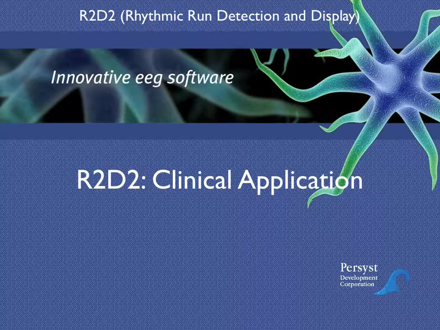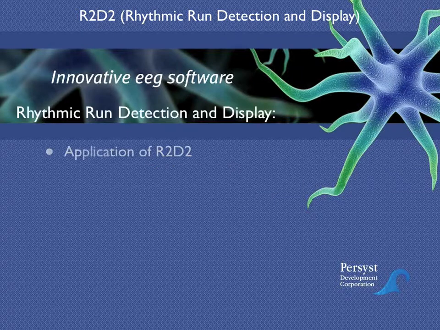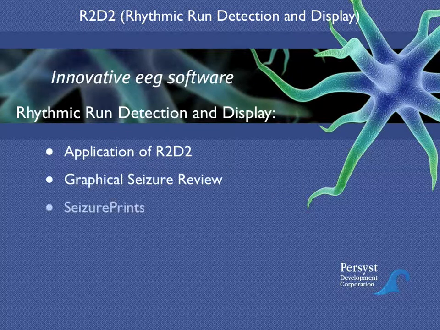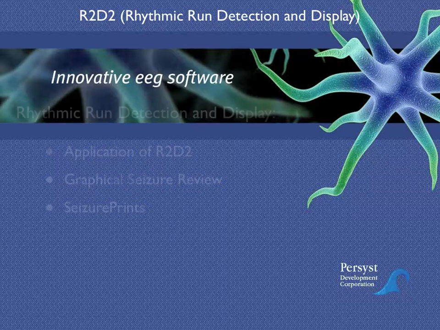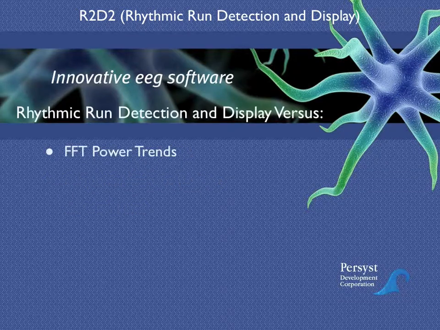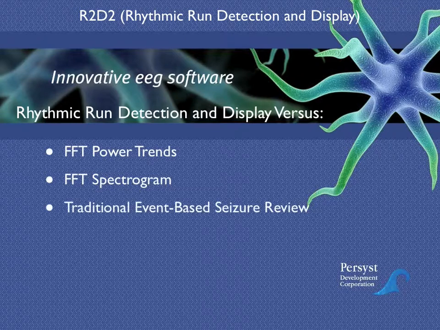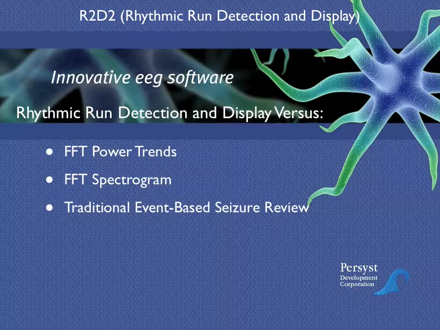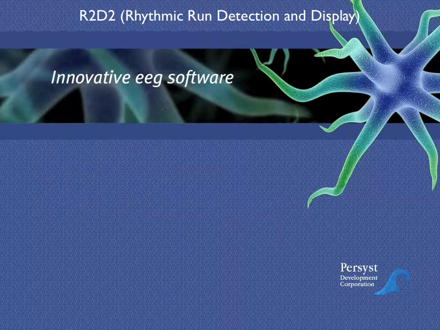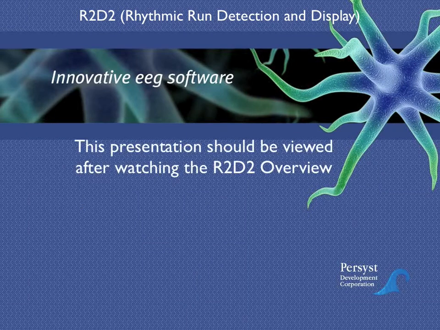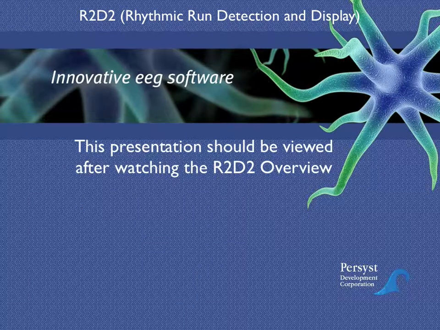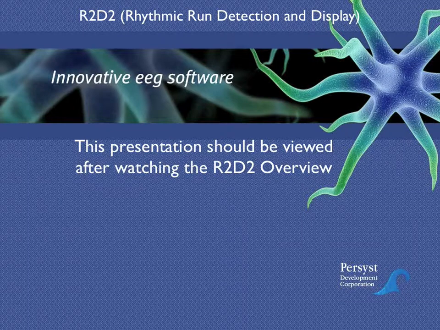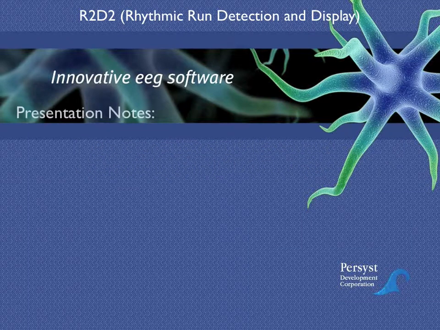The following animation will present a case study on the use of rhythmic run detection and display, graphical seizure review, and the use of seizure prints. As we explore the use of rhythmic run detection and display, we will include a comparison with FFT spectrograms as well as traditional event-based seizure review. This presentation should be viewed after watching the video overview of rhythmic run detection and display, also known as R2-D2.